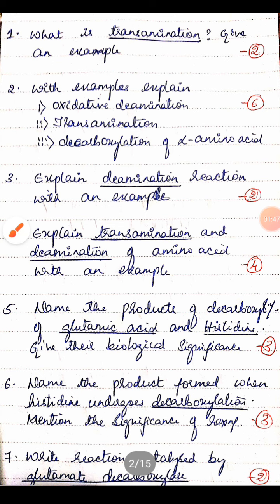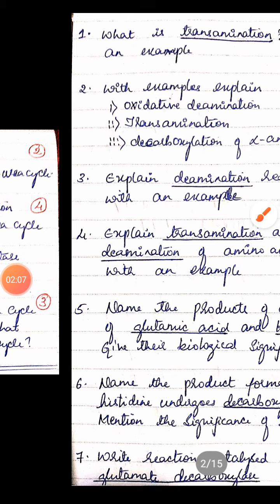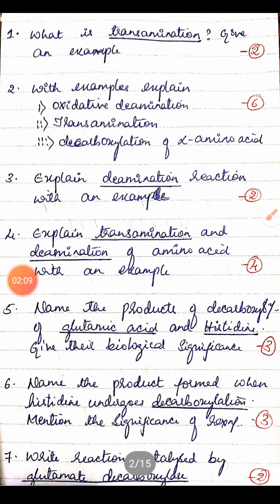You can see that they have asked transamination, they have asked deamination, which is oxidative deamination, they have asked transamination again, and decarboxylation. So majorly they are dealing with transamination, deamination, decarboxylation. So 2 marks, 6 marks, and 2 marks. The next question is explain transamination and deamination of amino acid with an example. Because they have asked both, they are asking it for 4 marks.